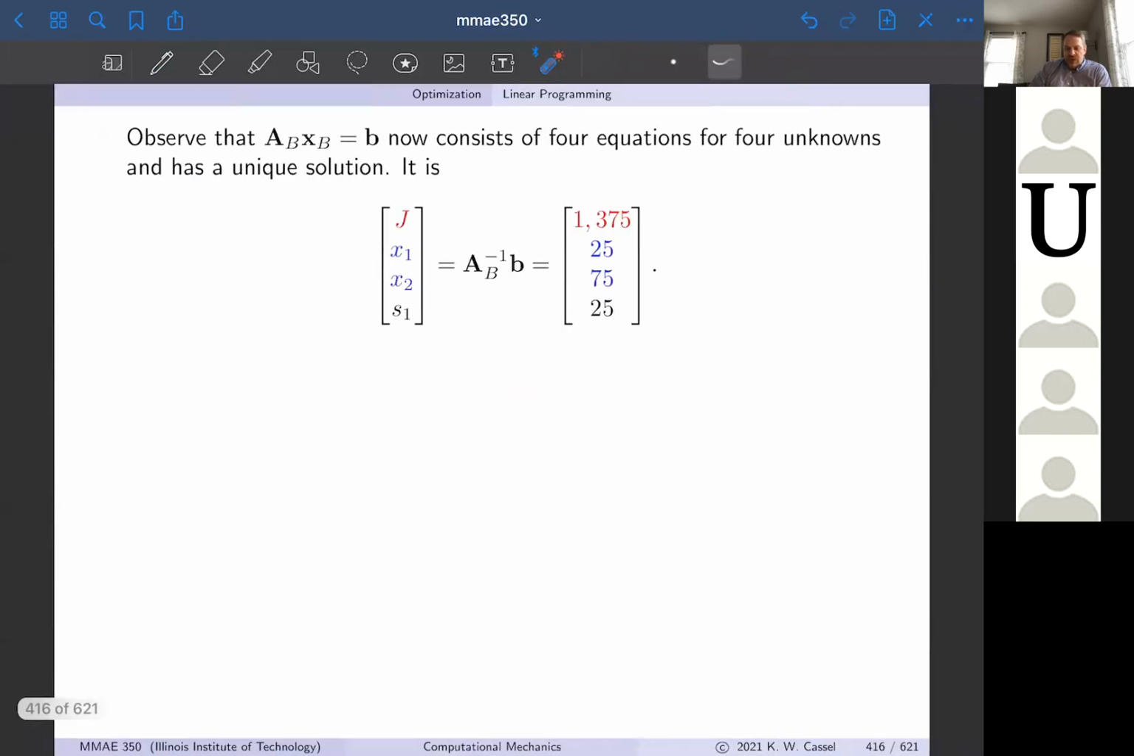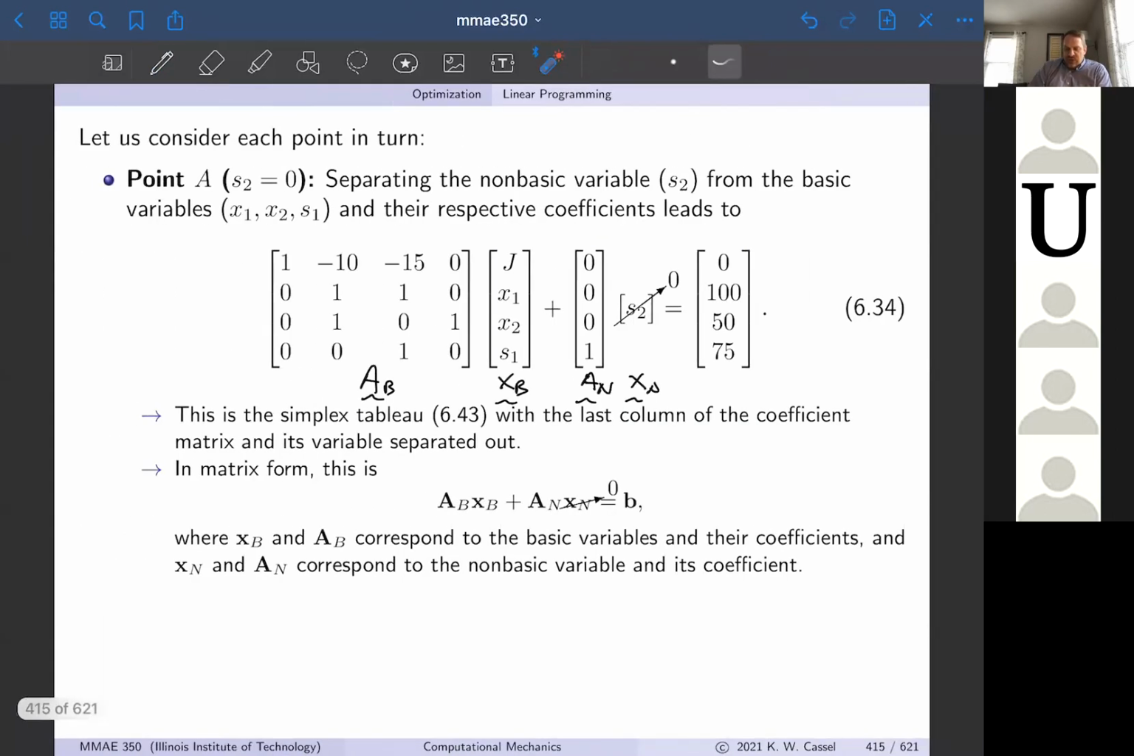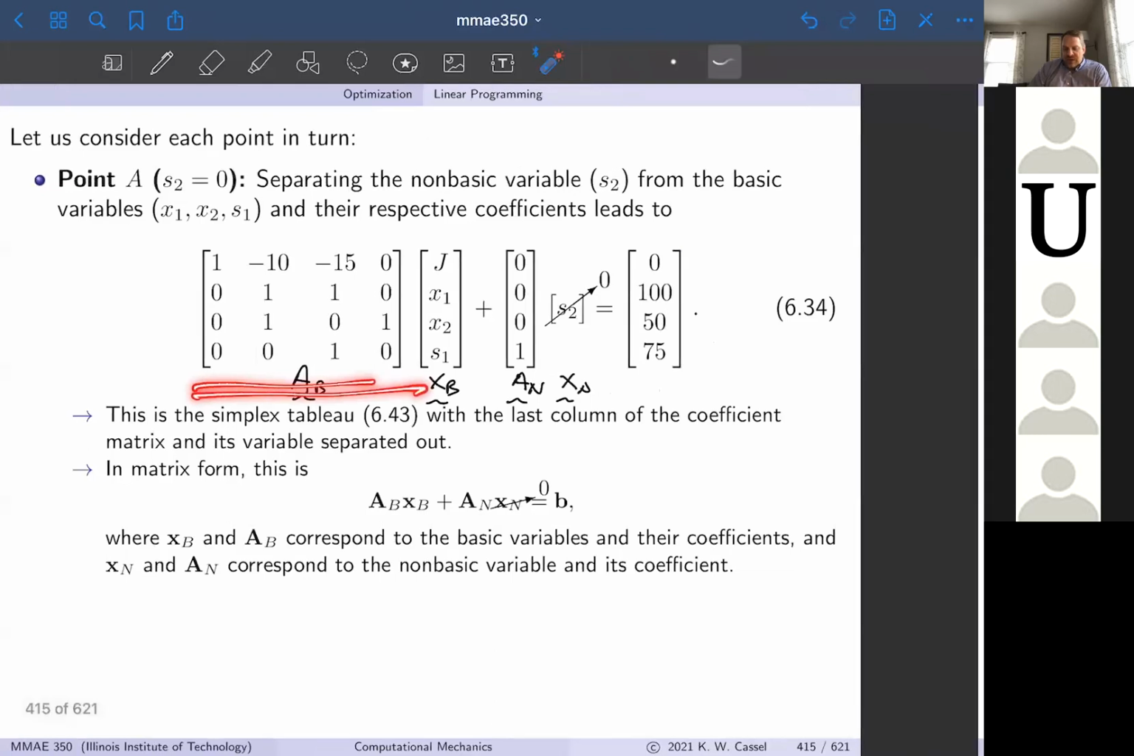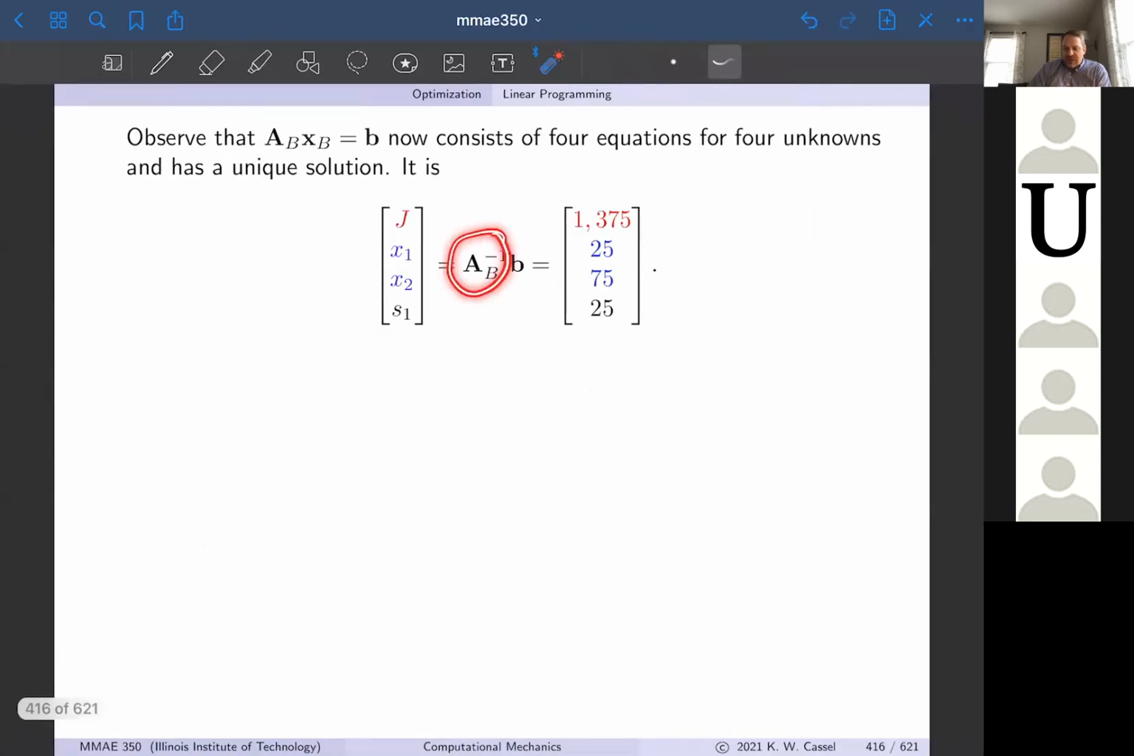Let's look at point B. Oh no, let's look at the solution first. So if we solve this, we get the inverse of AB times B. Then that gives that J is 1375, X1 is 25, X2 is 75, and S1 is 25.